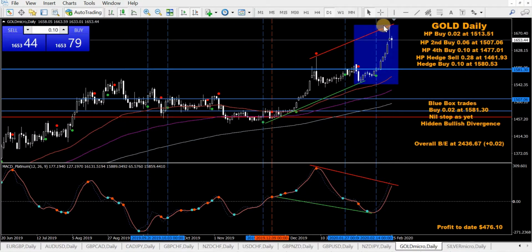Now I've started to draw trend lines. Possible bearish divergence, and that would be regular if it presents, and I can start trying to take some of these buys off the table and try and head down again.